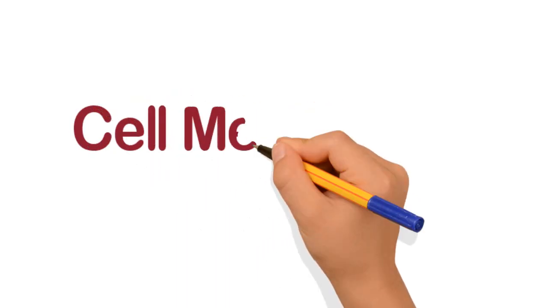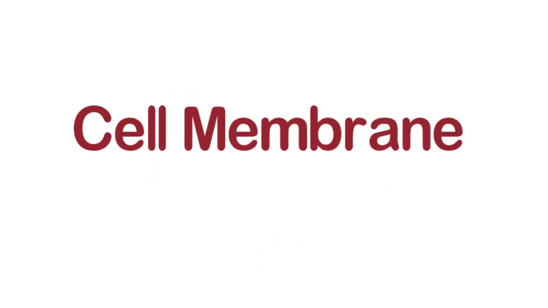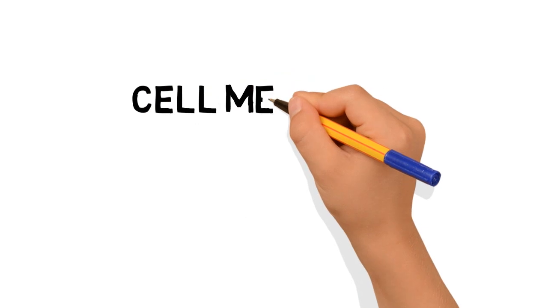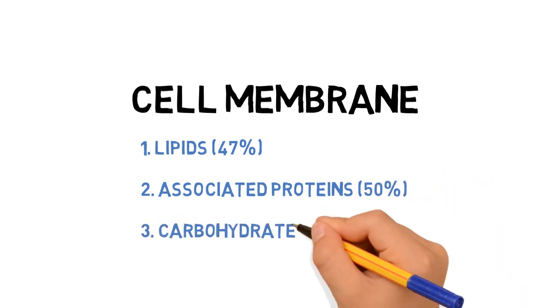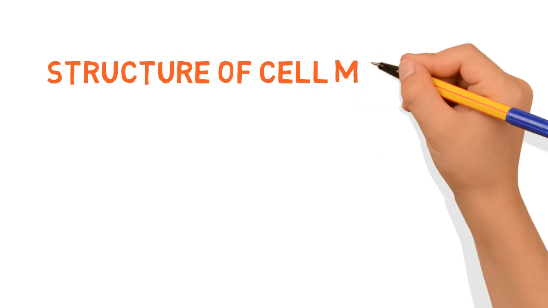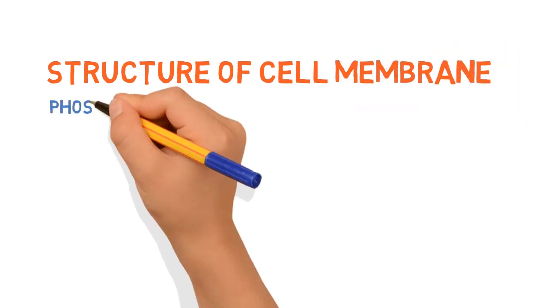Today the topic which we are going to discuss is the cell membrane. The cell membrane is composed of lipids 47%, associated proteins 50%, and carbohydrates 3%. Structurally, the cell membrane is a phospholipid bilayer.